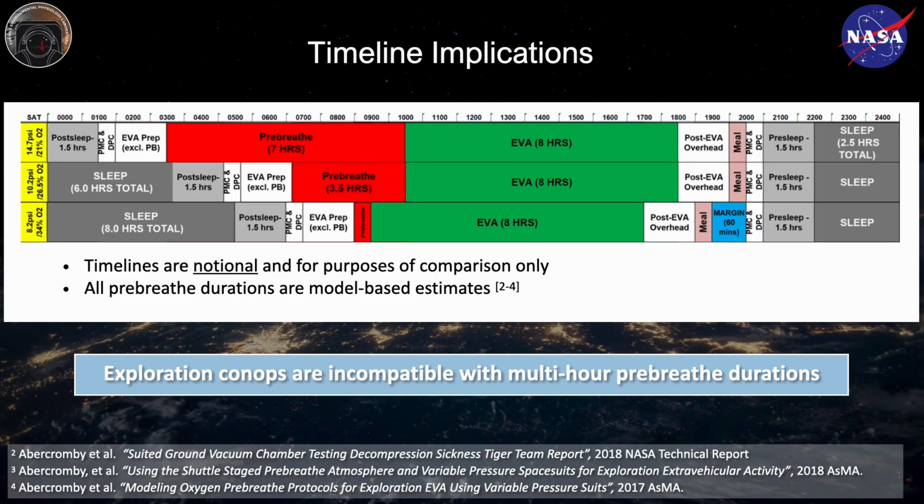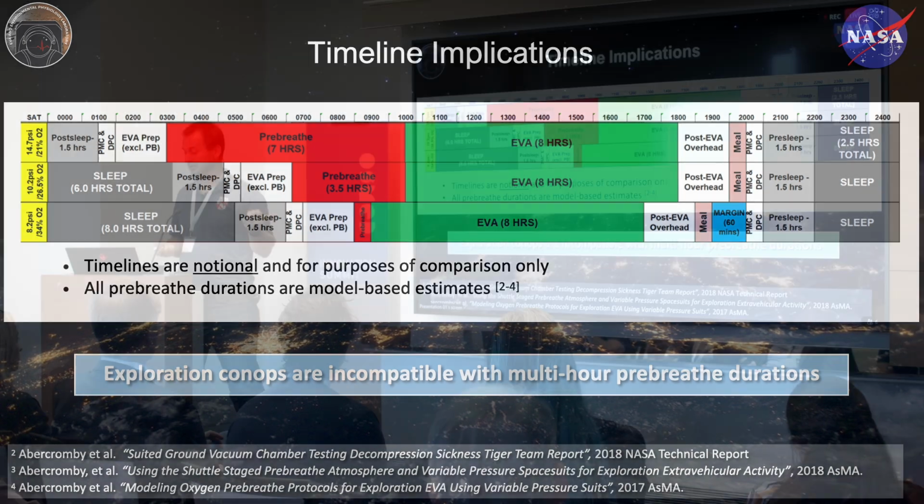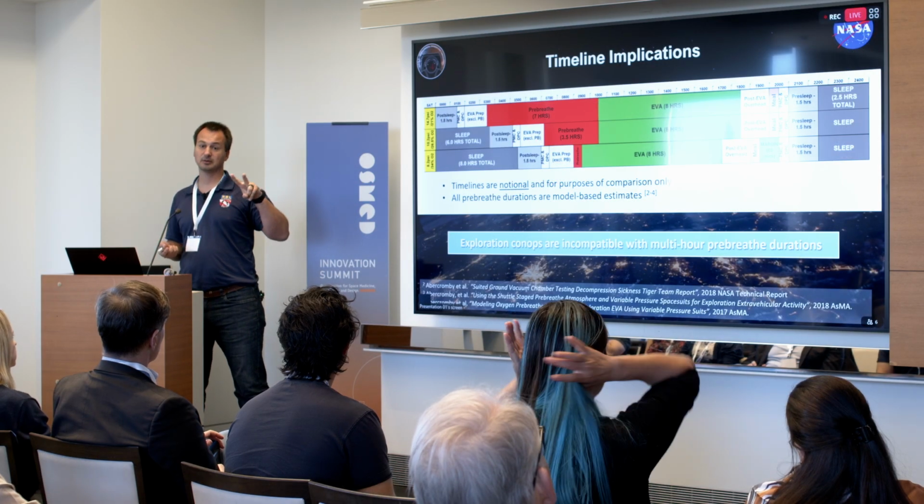And if we try to cram some of these different pre-breathe protocols, they just don't work. So if you have an ISS pre-breathe that takes about 4 hours to get out the door without shaking that soda bottle, and now you start doing it, now we're talking about a 7-hour pre-breathe. If you put a 7-hour pre-breathe before an 8-hour EVA every day on the moon, you're not getting the crew any sleep, rest, or anything. And remember, this is 2 people and they're both going out.